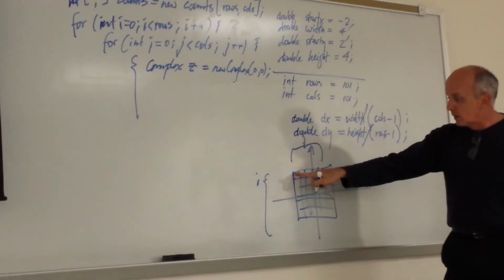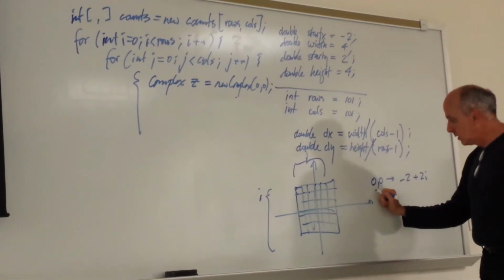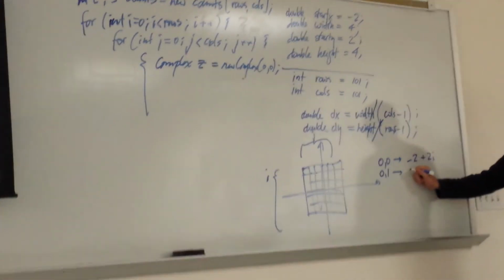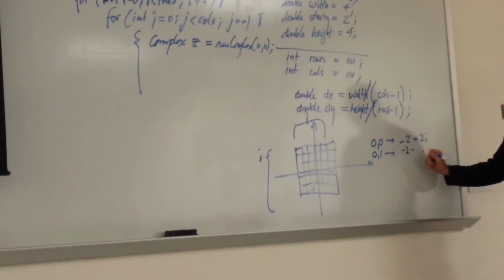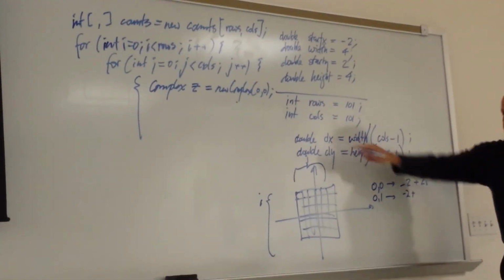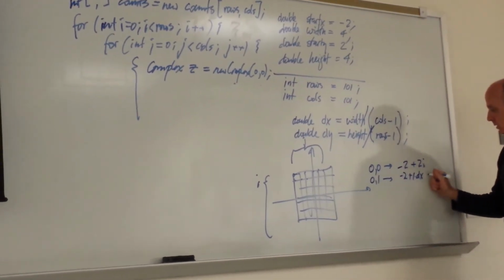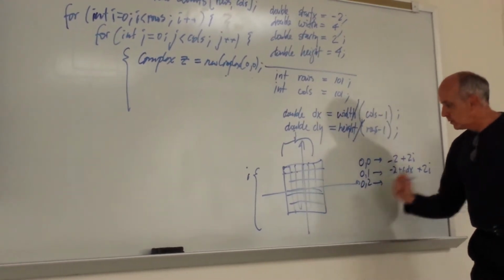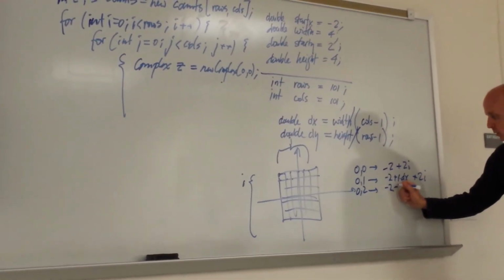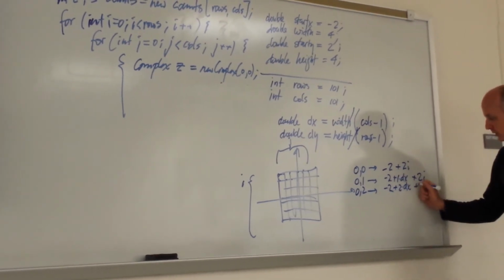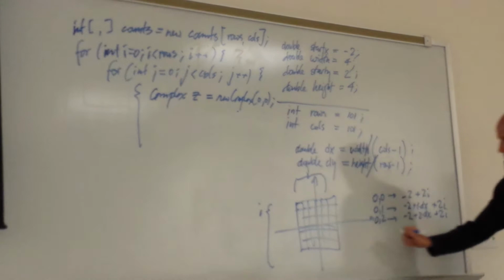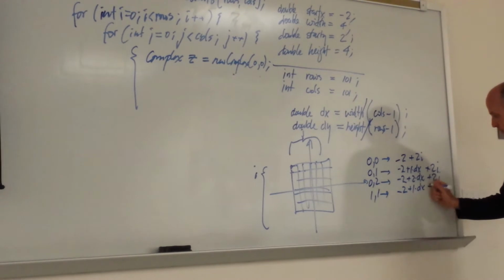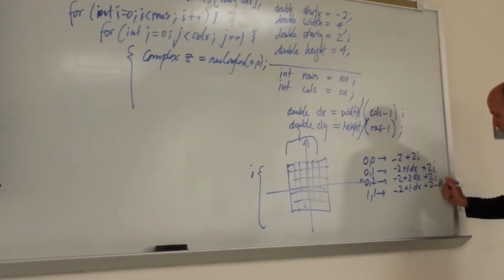Now what happens if I go one column over? So i is still 0 and j became 1. So what point is that? That's in the x direction, negative 2 plus 1 times dx, plus 2i. Where's 0, 2? That's negative 2 plus 2 times dx plus 2i. What is 1, 1? That's negative 2 plus 1 times dx plus 2 minus 1 times dy, right?